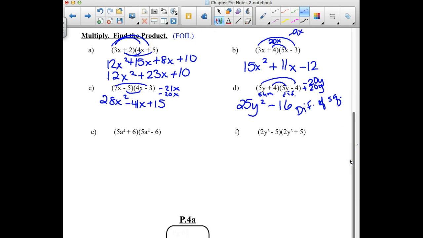All right, the only thing different with the last two are that our powers are a little bit higher, but we have the same process. 5a to the fourth times 5a to the fourth is 25a to the eighth. Insides and outsides will cancel each other out again, and then our last term, 6 times negative 6, is negative 36. Go ahead and pause the video and try the last one on your own. All right, checking, we should have 4y to the sixth minus 25.